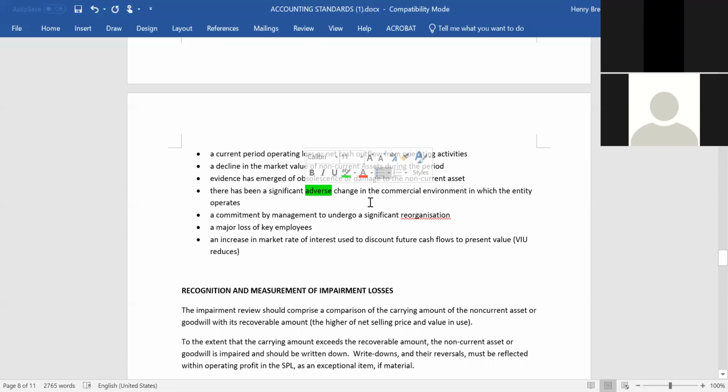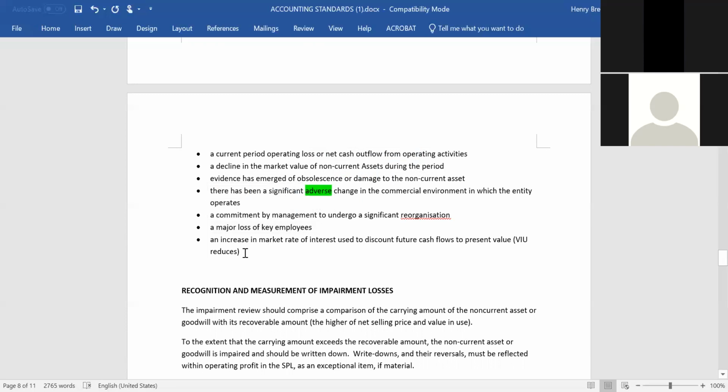We can also test for impairment. A commitment by management to undergo a significant reorganization is also a sign of impairment testing, or liquidation, a sign of impairment testing. A major loss of key employees, also a sign of impairment testing. An increase in market rates of interest used to discount future cash flows to their present value.